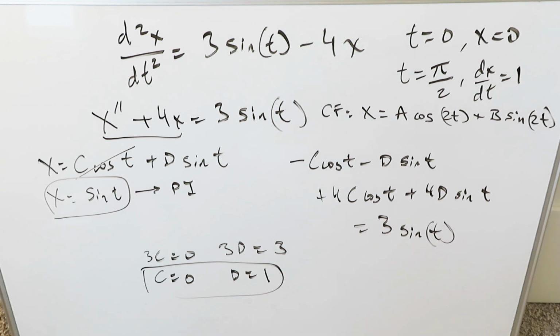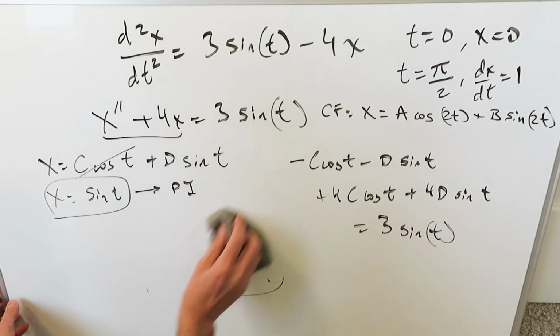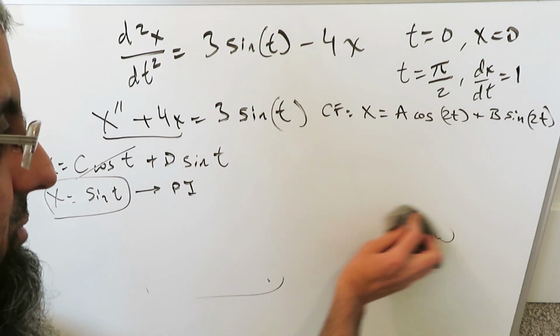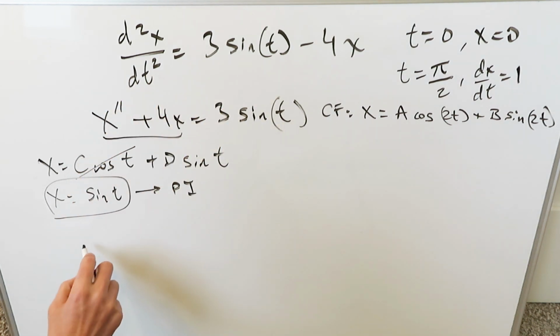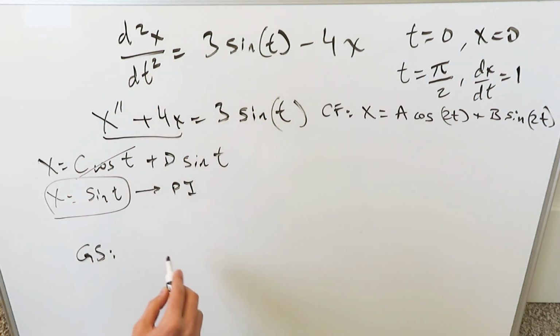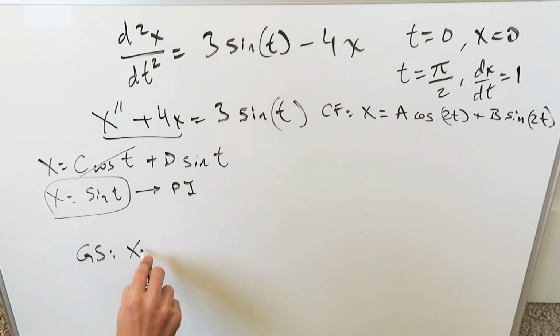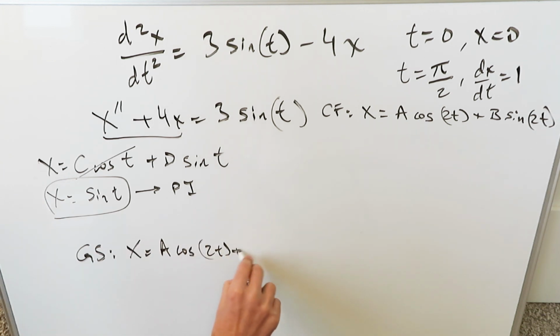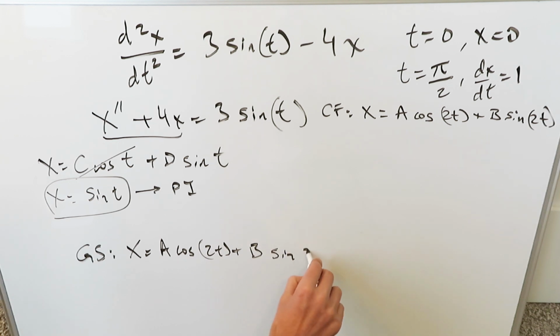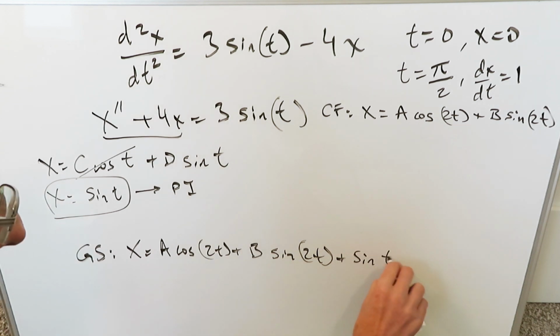You don't need to see anything else over here, so let's erase it and bring out our general solution. Then we look here at these boundary values. Our general solution for this differential equation will be this. General solution is equal to, I have here x is equal to a cosine 2t plus b sine 2t. This right here is my complementary function plus my particular integral sine t.